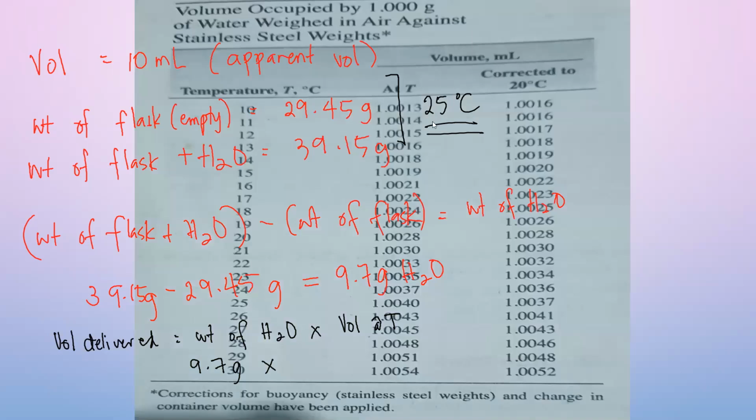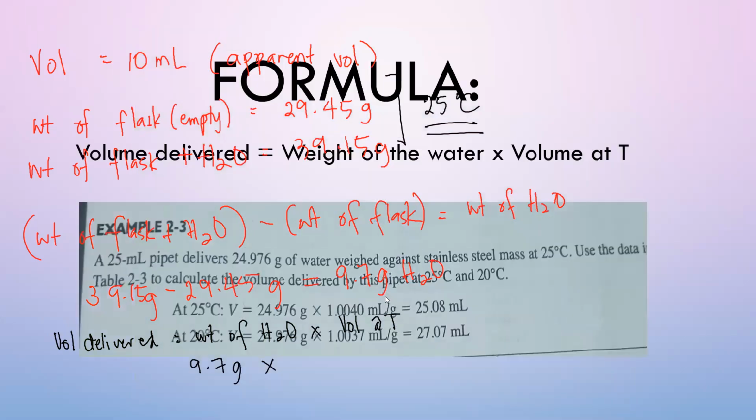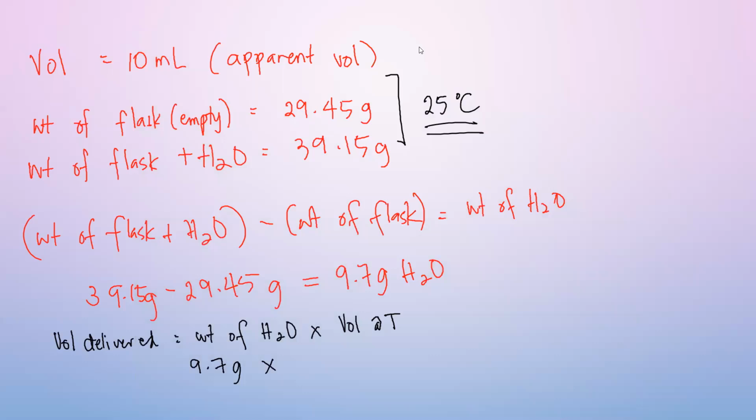So I said 25 degrees Celsius, so this is your reference. You look for 25 degrees Celsius. We have it here. And you want to know the volume delivered at the same temperature. So at 25 degrees Celsius, the volume delivered is 1.0040 ml per gram. So that's what we will use: 1.0040 ml per gram. The grams will cancel, and what remains is ml.